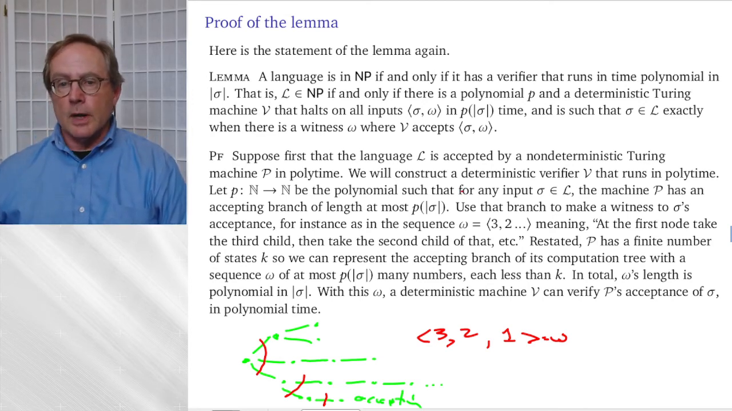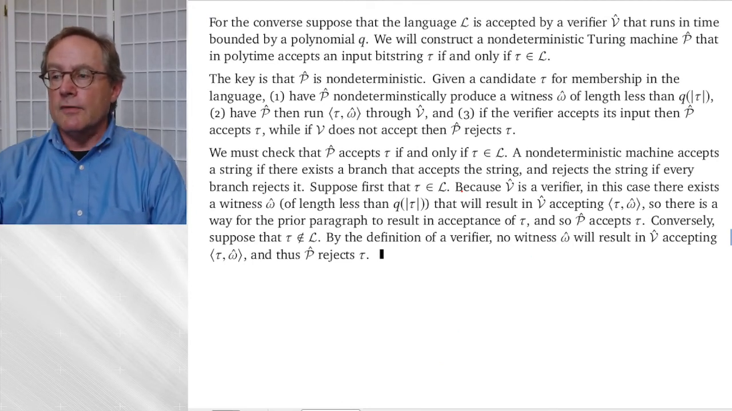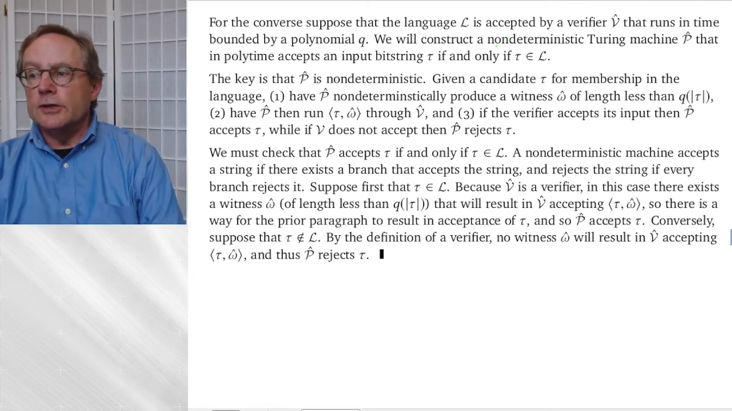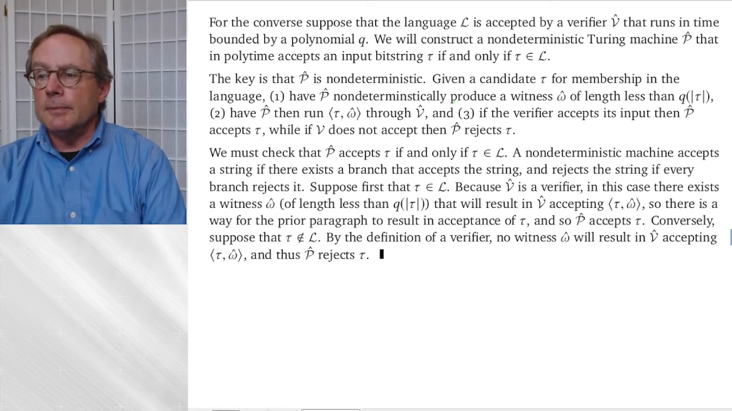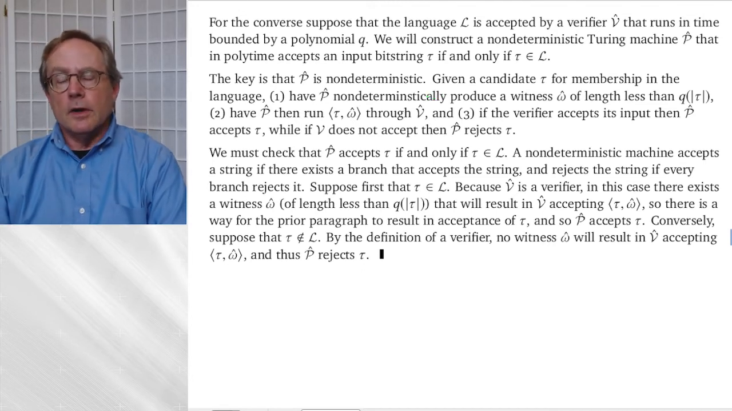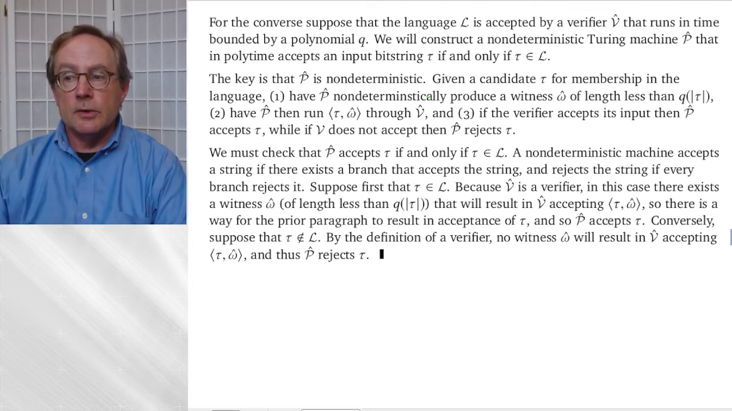What about the other way? The other way is that you suppose that a language is accepted by a verifier v hat, and that verifier, of course, runs in polytime. And I want to construct a non-deterministic machine that in polytime accepts an input string if and only if tau is in L. The main idea that we need for this half of the proof is that p hat, the thing we're constructing, is allowed to be non-deterministic.